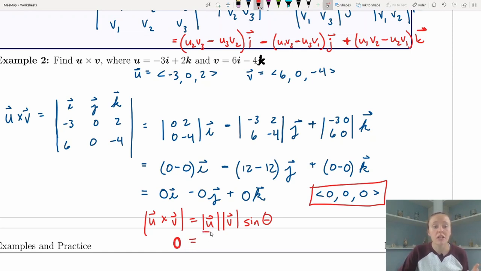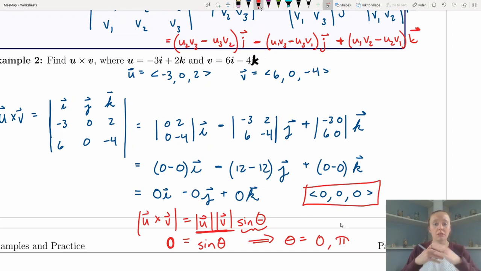So if we got 0, we know for a fact that vector u and vector v were both non-zero vectors, which means that the sine of theta had to be 0 in order to get that magnitude to be 0. And when does the sine of theta equal 0? Well, that's when theta is either 0, because the sine of 0, thinking back to our unit circle, is 0, or pi, because the sine of pi is also 0. So that's 0 degrees or 180 degrees between our vectors, which means that our vectors are either going in the same direction or opposite directions.